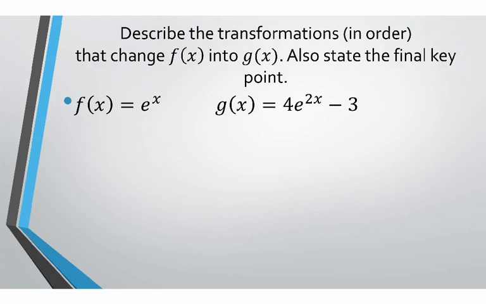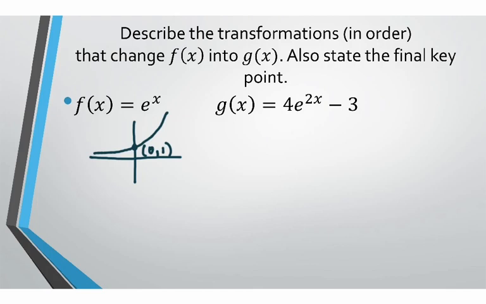So in this case, we're given e to the x. Now that is just a very straightforward, basic exponential growth curve, right? And it goes through the point 0, 1, as they all do, and that's what e to the x would look like. Somehow, e to the x has become g of x, which looks a lot more complicated, and they're not really asking us to graph g of x. They're asking us to describe in order what's happening to f of x to make g of x.